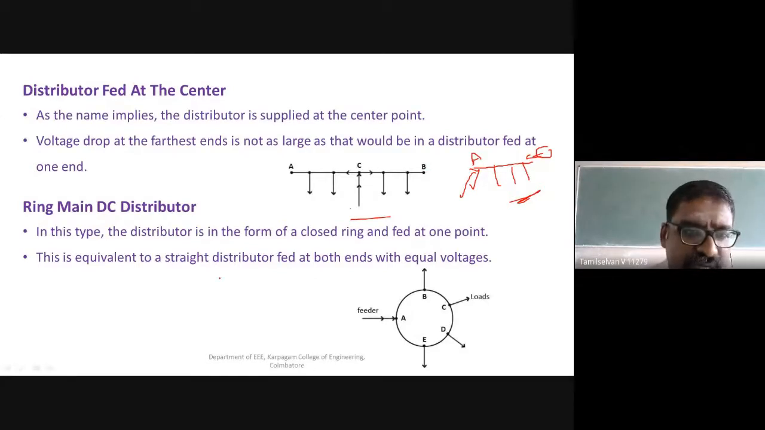The next type is the ring main distributor. In this ring main distributor, we have a closed loop, or a ring. The feeding point will be at one point, and the loads will be tapped at the ring. So this is fed at both points with equal voltages. This is equal to when the distributor is fed at both the points. Here it is called the ring main DC distributor.